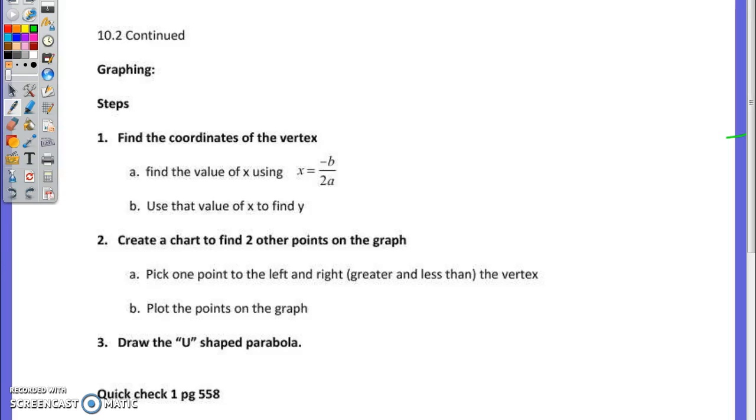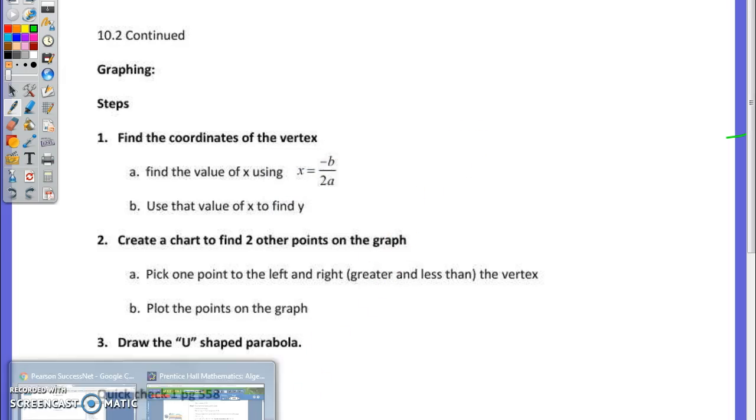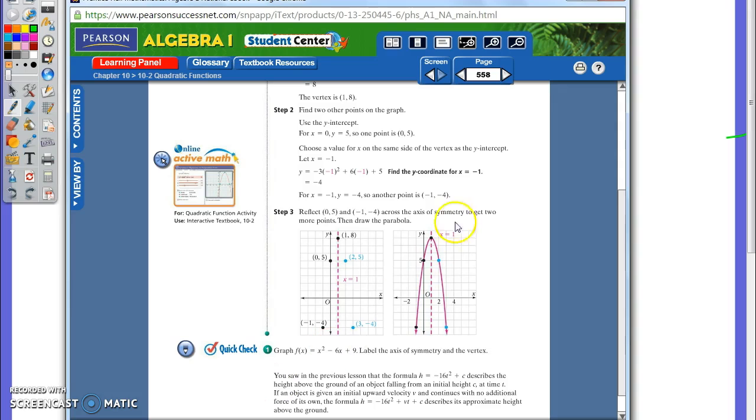All right, class, we are doing the second part of 10.2 today. So turn your books to page 558. That's where I'm going to be talking through how to do everything. So 558 looks like this.